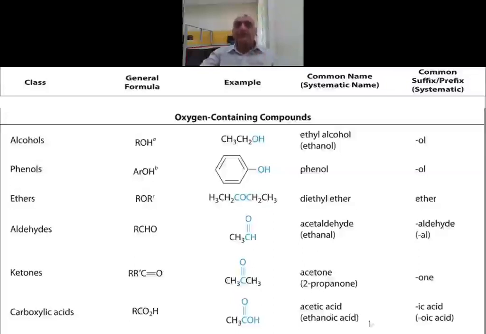So if we replace the E of the alkane with oic acid, just like I have shown it here, the name of the compound becomes ethanoic acid.